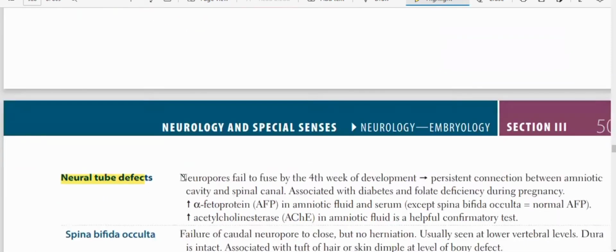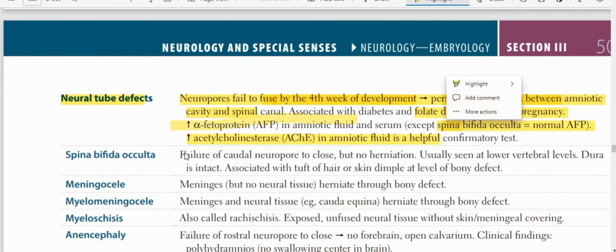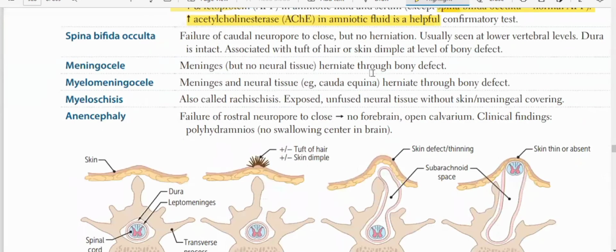Now, the most important topic is neural tube defects. In this case the neuropores fail to fuse by the fourth week of development, leaving a persistent connection between the amniotic cavity and the spinal fluid. It may be due to diabetes and folic acid deficiency during pregnancy. Alpha fetoprotein in the amniotic fluid is increased, but in spina bifida occulta the level is normal. The confirmatory test is an increase in acetylcholinesterase. I will show you the diagram.